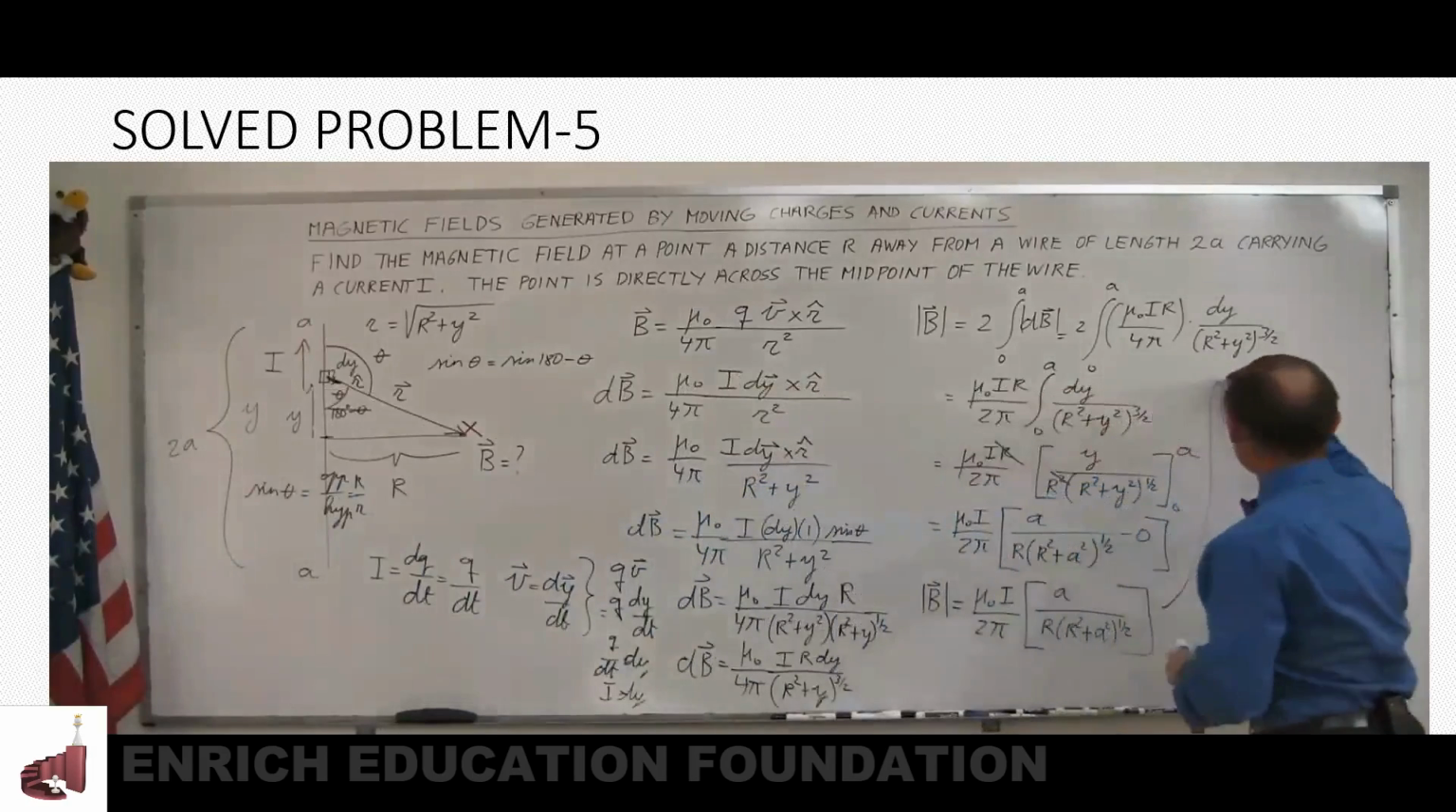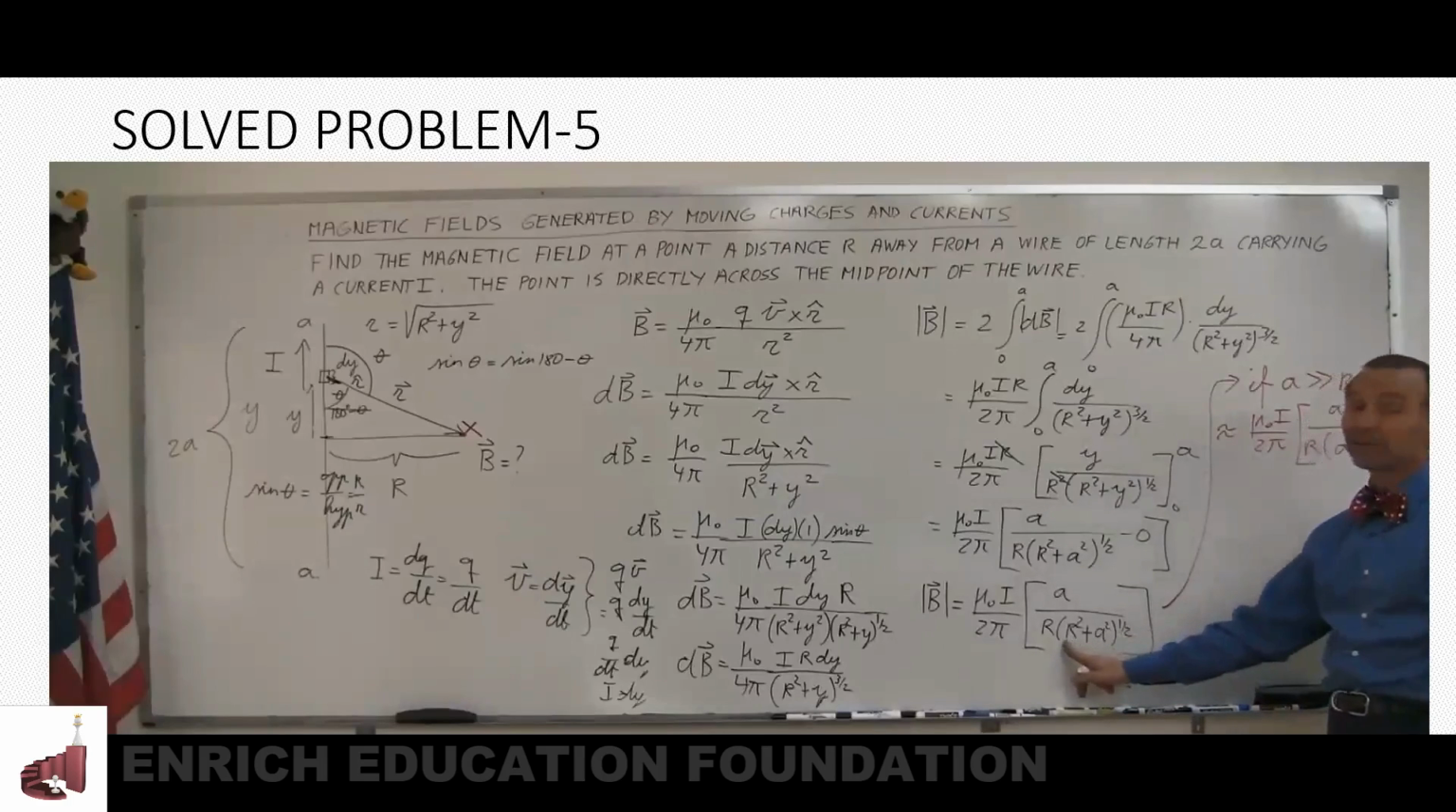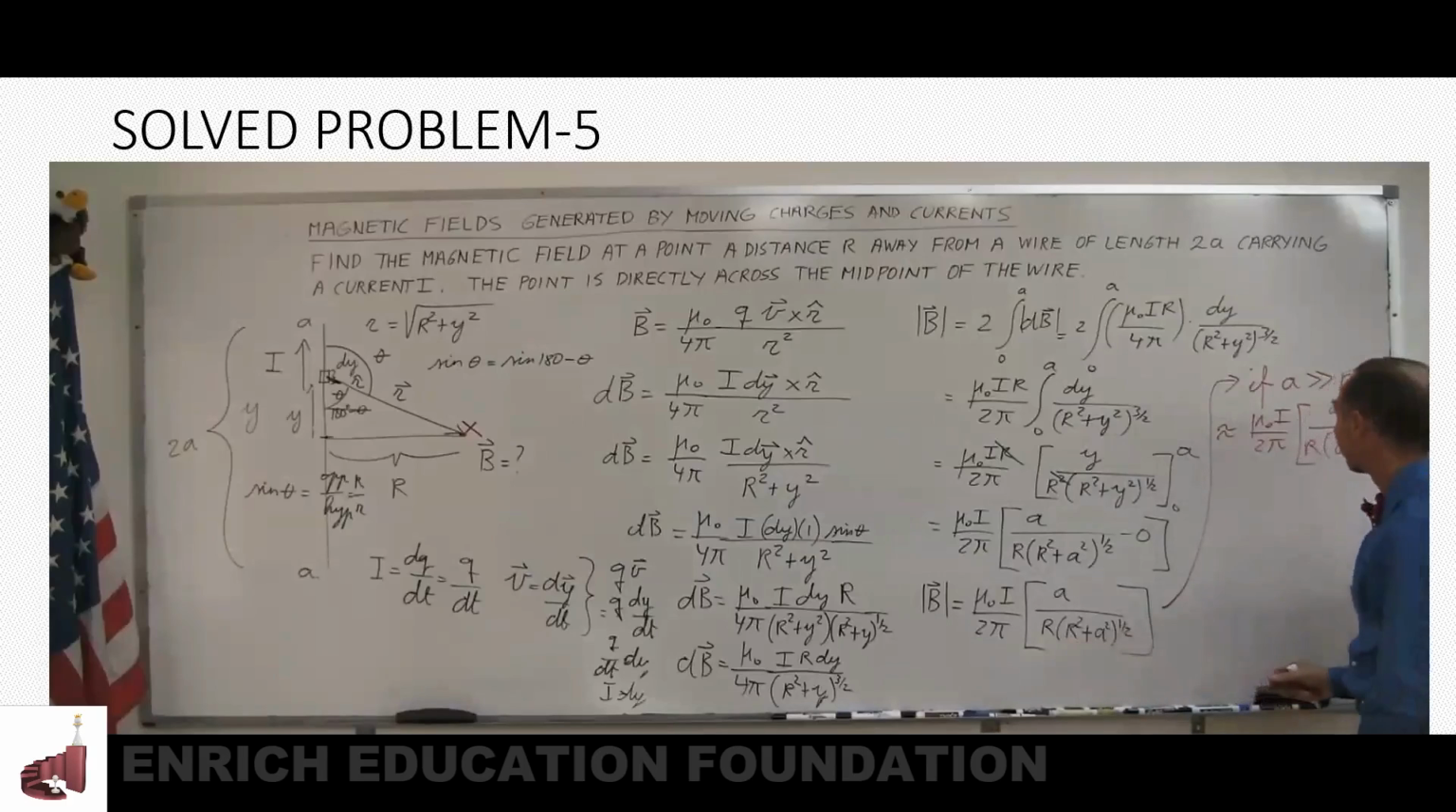So we can say if A is much, much larger than R, this then will become approximately equal to mu sub naught times I divided by 2 pi times A divided by R times A squared to the 1/2 power, because a very big number squared plus a very small number squared is basically equal to the very big number squared. And then you can see that A squared to the 1/2 power is the same as A, so this can now be written as mu sub naught I over 2 pi times A over R times A. And of course, this A will cancel out that A, and this then becomes equal to mu sub naught I divided by 2 pi R.